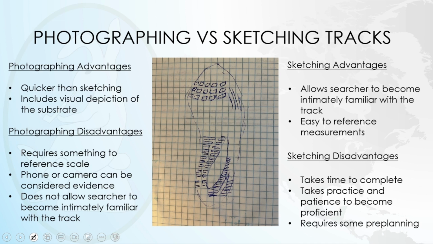Whenever you take a photograph, you get the photograph, but you haven't taken the time to really study the track at that point, which is something that sketching allows. It allows you to become intimately familiar, and it's easier to reference the measurements. Along with that, you can write the measurements right beside the sketch on the piece of paper, so that way it's right there. It's in one place. On a photograph, you would have to figure out a way to attach that along with it somehow.